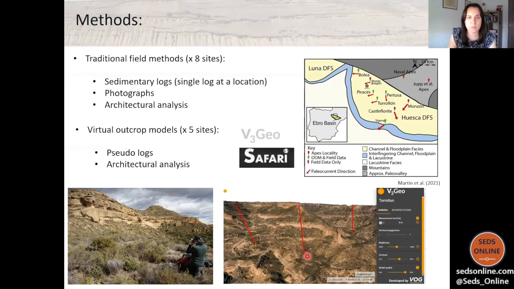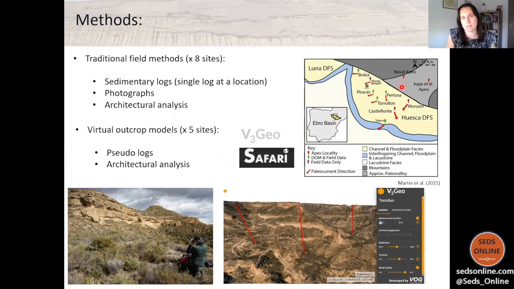So Ben measured up a whole bunch of sections across these 5 sites. And at each site, he kept the same distance between the logs across the system so that we weren't getting more data from a smaller outcrop compared to another. There was always a consistent spacing. So in terms of these virtual outcrop models, we had 5 of these, and they also allowed a really comprehensive architectural analysis because we could see things in 3D.